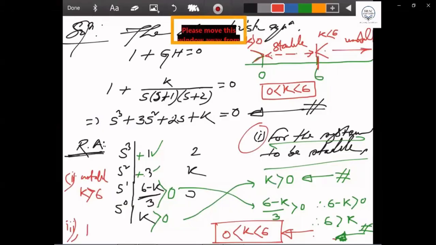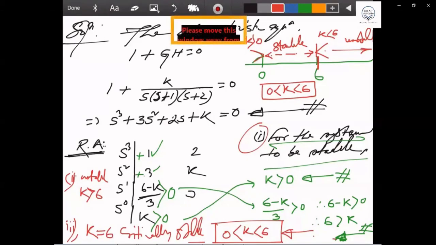But there is another point, which is what? K is equal to 6, right? That is the only one critical condition, and that's why it is called critically stable. It is the critical value of K for which the system is neither stable nor unstable, like a marginally unstable case or critically stable. That means the closed loop poles are located on the imaginary axis.